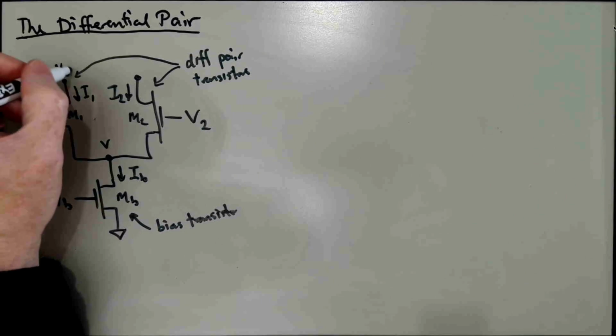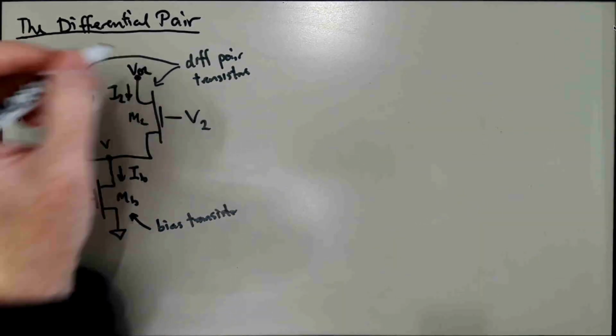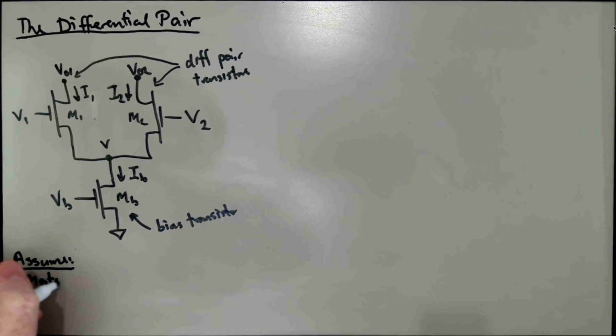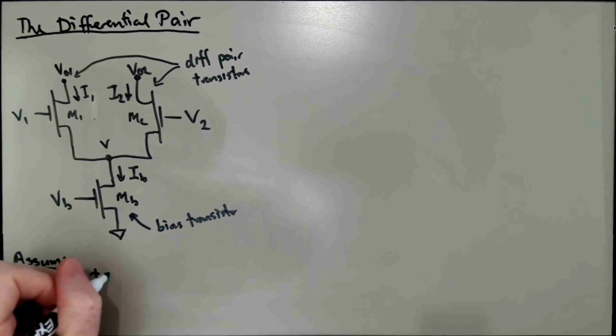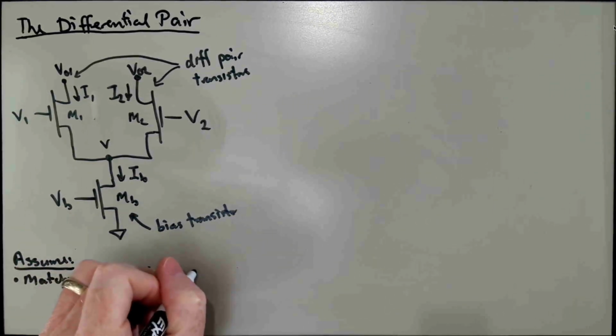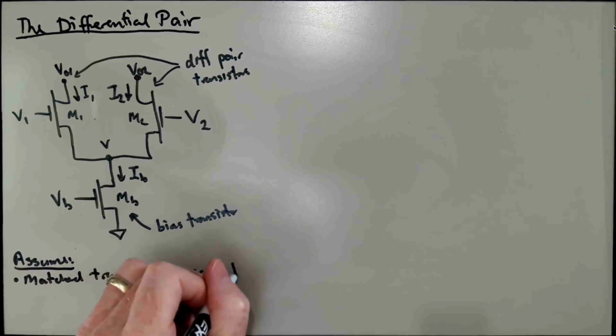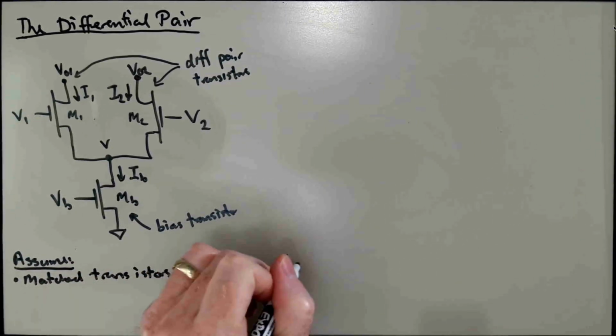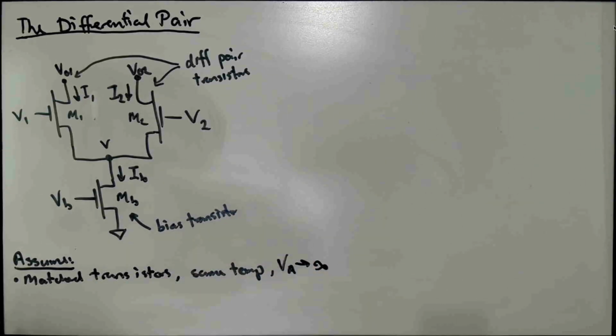Call this VO1 and VO2. And so our assumptions are going to be typical matched transistors, operating at the same temperature, and VA for the time being is going to be infinite, so negligible early effect.